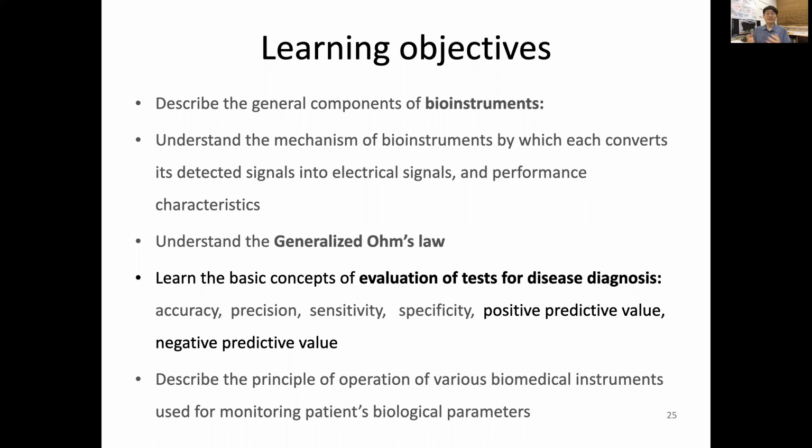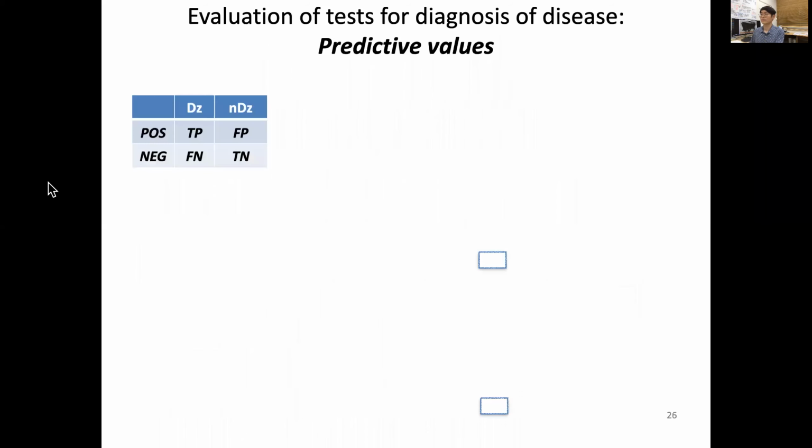Hi, let's continue the evaluation of tests, or the decision matrix, for disease diagnostics. Now, we want to discuss predictive values. So, what are predictive values? First of all, let's start with this 2 by 2 decision matrix.